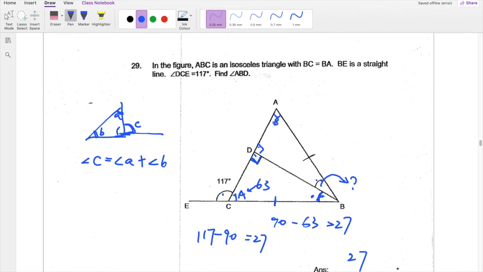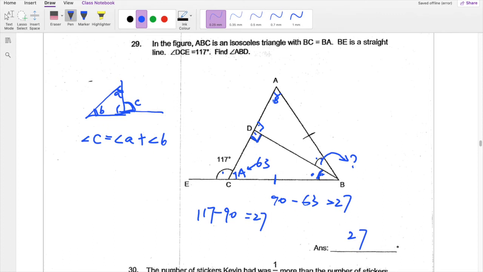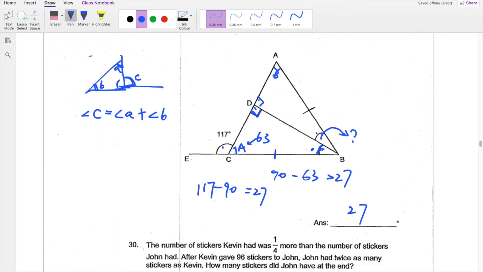So when we do the geometry questions, right, we need to think about all the angles, all the edges, and what kind of relationships they have, whether they are parallel, they are perpendicular, and whether they are triangles, what kind of shapes, right?